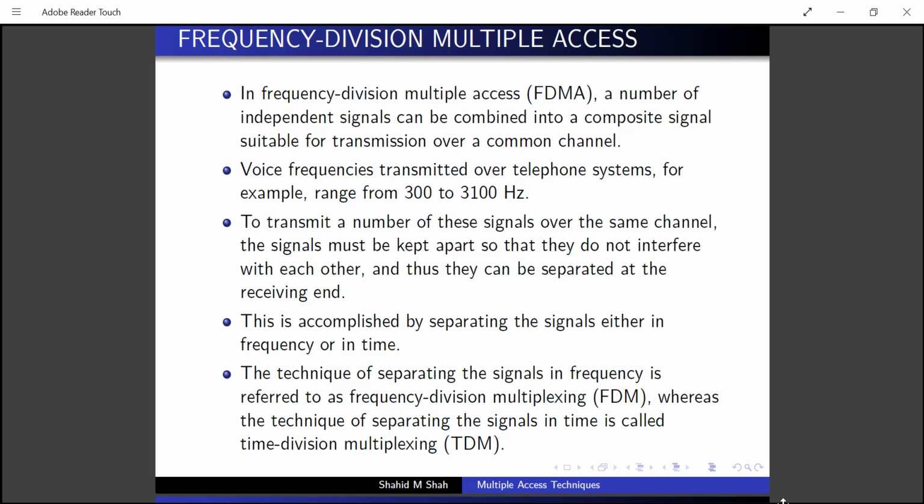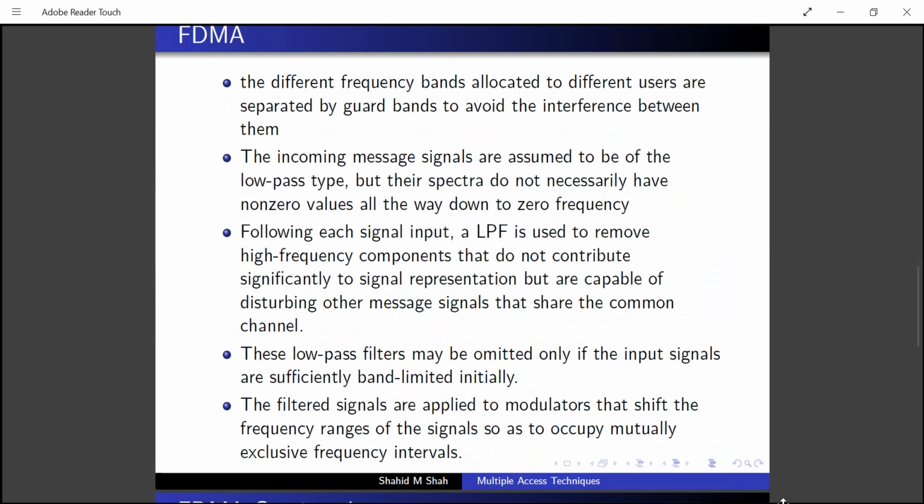Now since we know that voice frequencies range from 300 hertz to roughly 3 kilohertz, to transmit a number of such voice signals, the signals must be kept apart so that they don't interfere with each other, and they can be separated at the receiver end. This can be accomplished by separating the signals either in frequency or in time. The technique of separating signals in frequency is referred to as frequency division multiplexing, and the technique of separating the signals in time is called time division multiplexing.